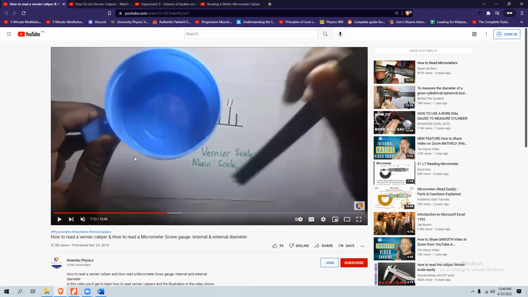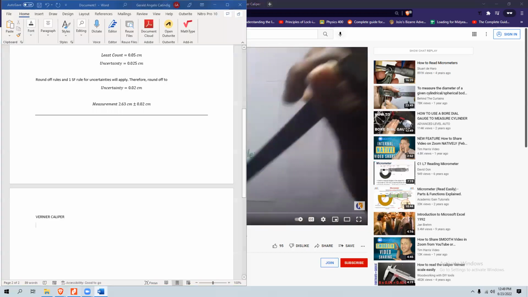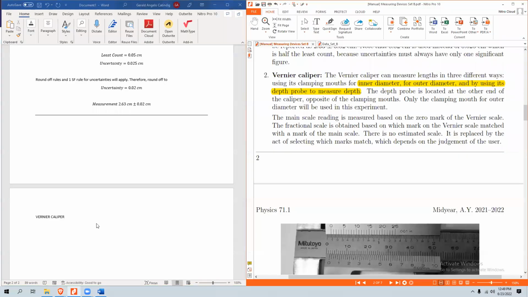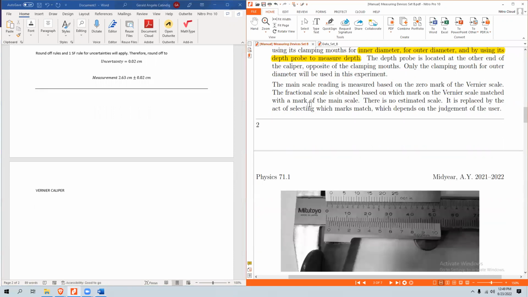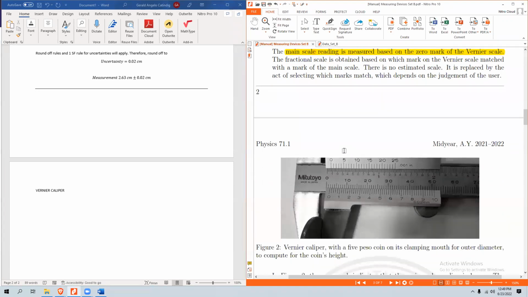All right. So with that, let us go back to our course material. Let's now discuss the scale readings for the vernier caliper. The main scale reading is measured based on the 0 mark of the vernier scale. Now let's move to this picture here, figure 2, our vernier caliper that measures the thickness of your 5 peso coin. The main scale reading will have a 0 mark. So ito yon, yung malaking 0.